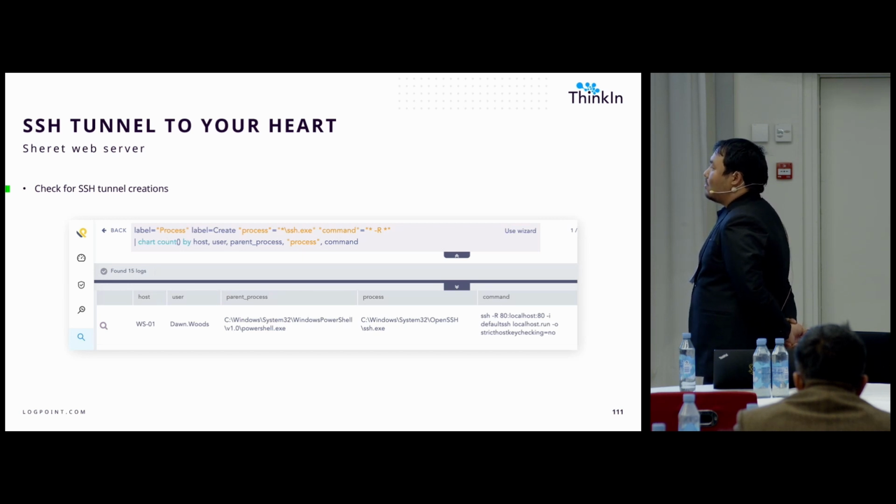So basically, process creation logs are very useful here. If you do not inspect network logs, or if you do not have any SSL inspection capabilities, you can fall back to process creation logs to identify the creation of tunnels.